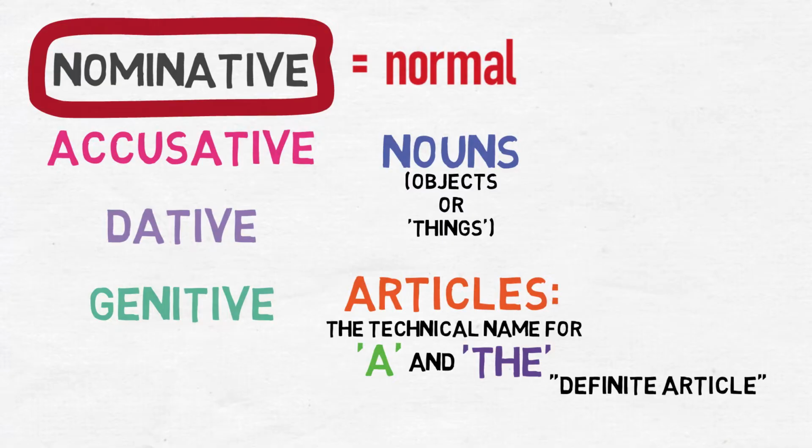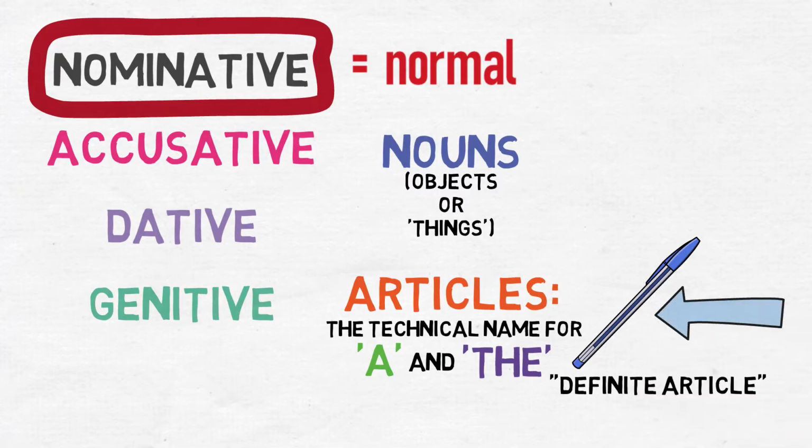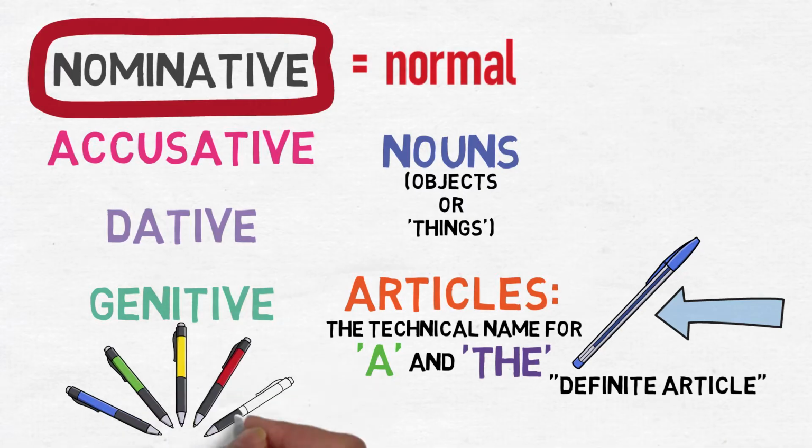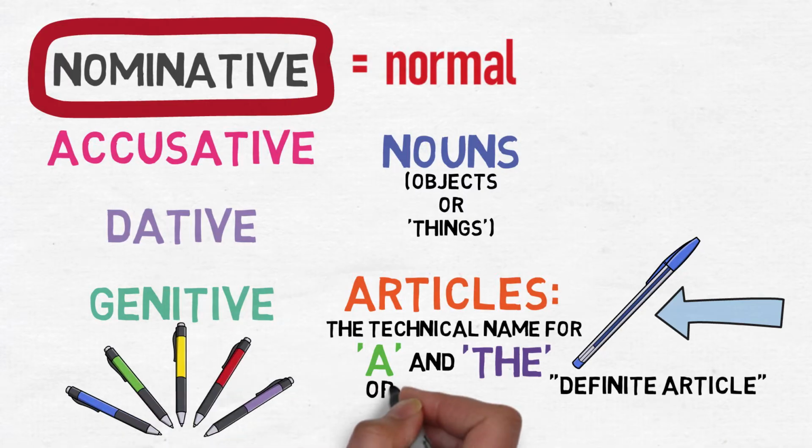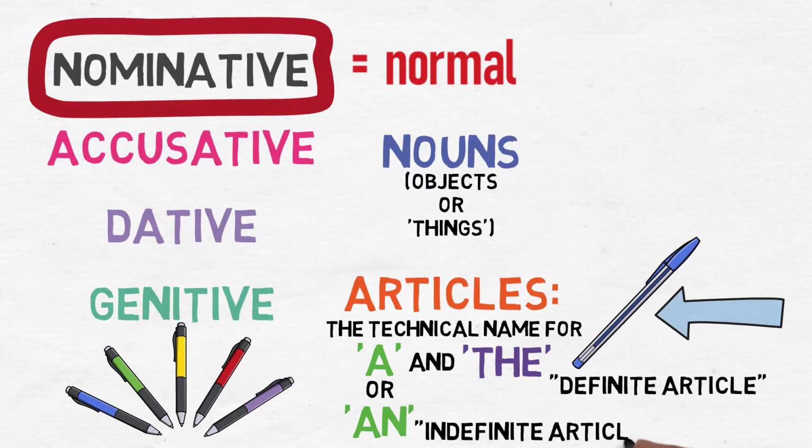Think about it this way. If I said, give me the pen, there is a definite, certain, specific pen that I have in mind. If I say, give me a pen, you could give me any pen in the world and I would be happy. A or an are therefore referred to as the indefinite article.